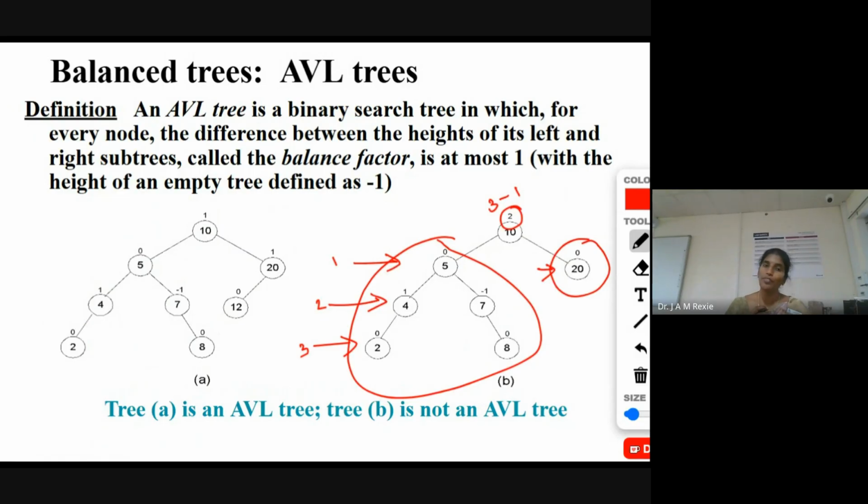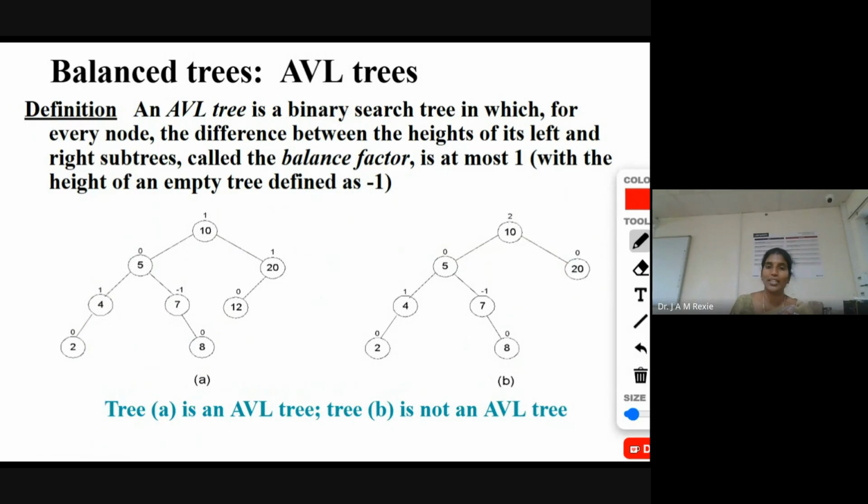The formal formula for calculating balance factor is the height of the left minus the height of the right, but it is easy to use the number of levels for the calculation of balance factor.